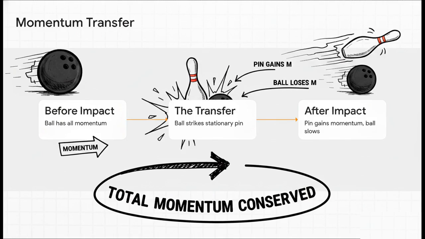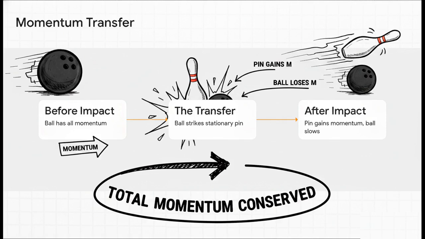Let's make this super concrete with another everyday analogy. Picture a heavy bowling ball barreling down the lane towards a completely stationary pin. Before the impact, only the bowling ball has momentum. The pin has zero. Bam! When the ball smashes into the pin, it transfers some of that momentum over. This is conservation in a nutshell.